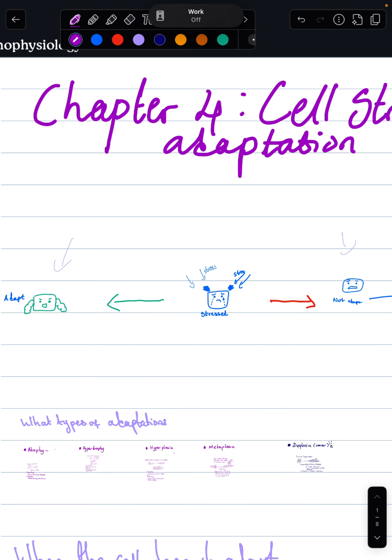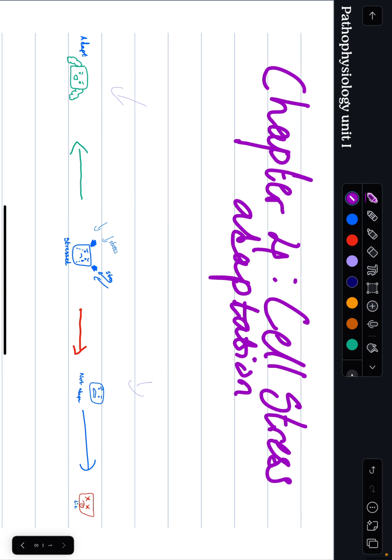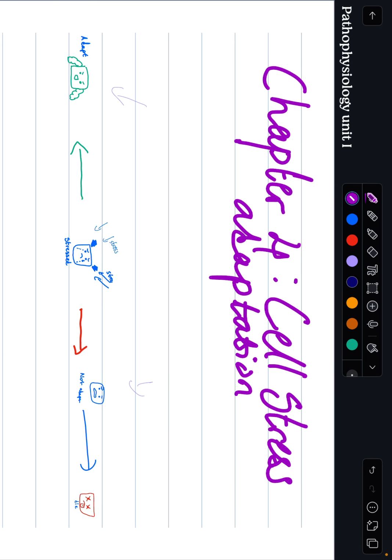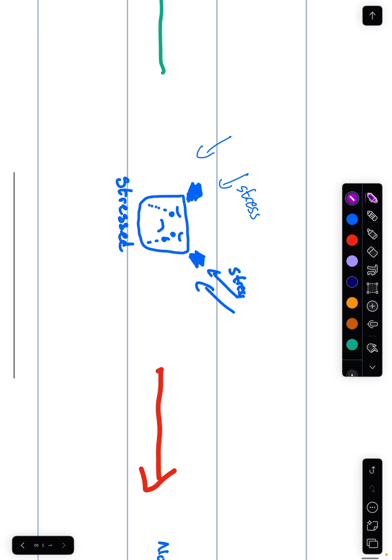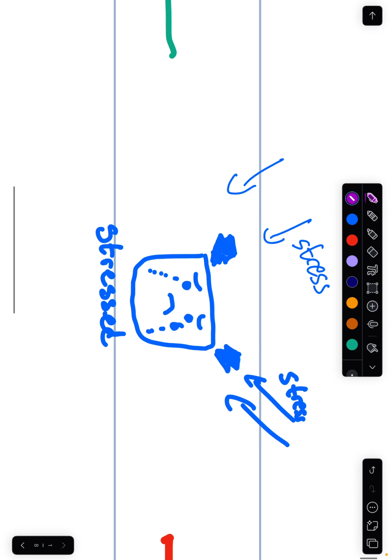Okay, so this is basically my chapter 4, cell stress and adaptation for pathophysiology, where I'm going to try and break down the monster that was last week's patho lecture. So first off, we're going to start with a cell, right? And she's not happy because she's undergoing some sort of stress.